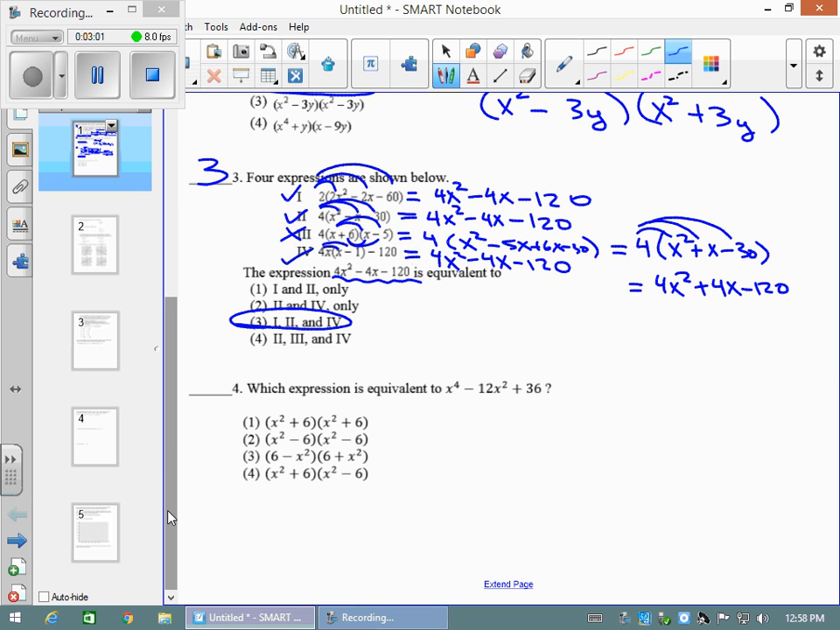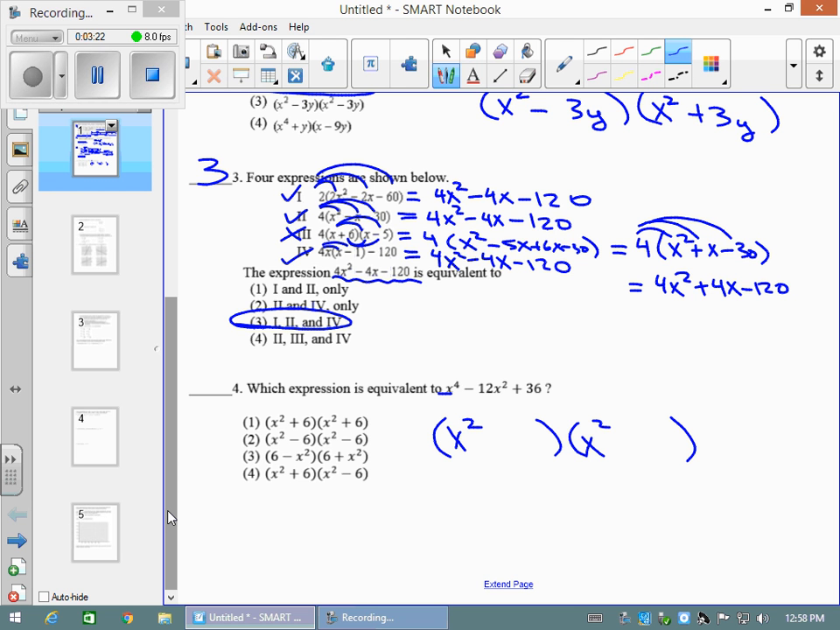Looking at question 4, I want to try to factor this. So there's no GCF, there's nothing in common. It's not difference of 2 squares because you have more than 2 terms. All perfect squares with a difference in between. So I'm going to try 3 terms. So first I want to think about what multiplies to x to the 4th. So that would be x squared times x squared. You need to have the same number times itself.